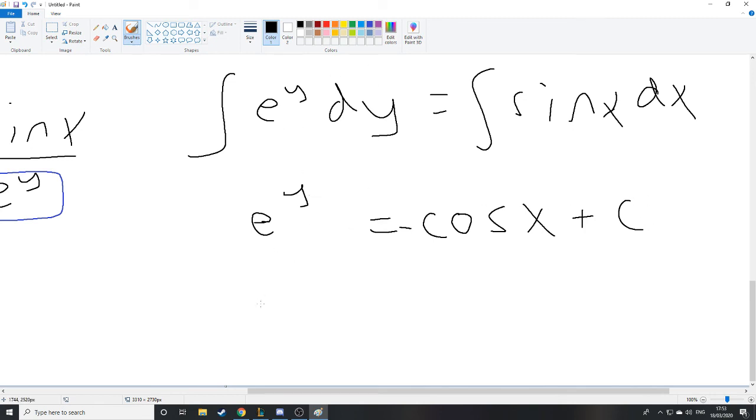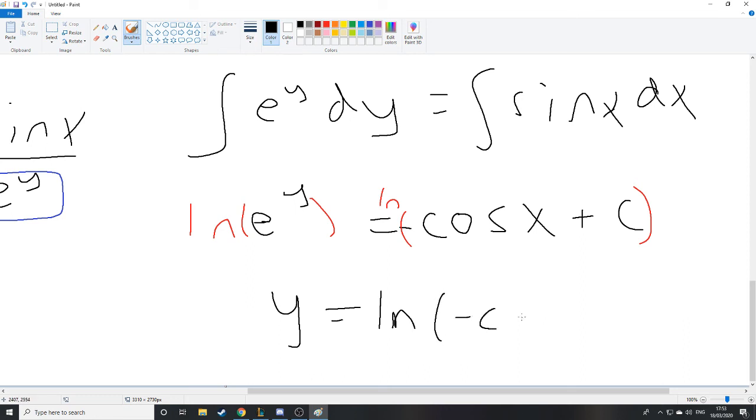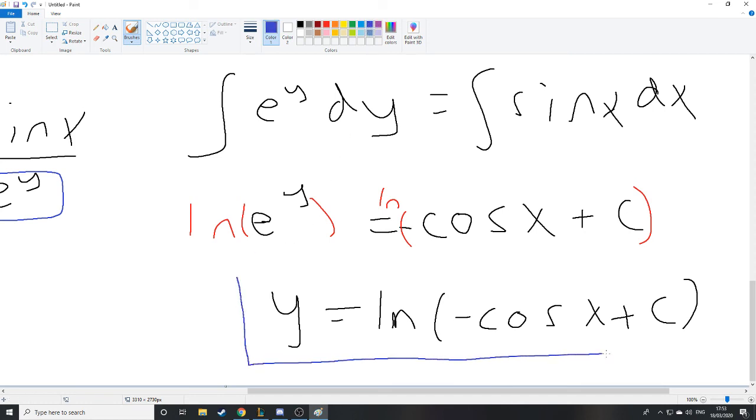Final step, you can make y the subject by taking logs of both sides, which will leave you with y equals natural log of minus cos x plus c. And you might get some initial conditions which will let you figure out what c is. But yeah, that's the solution to that differential equation, and that's how you solve all separable differential equations. Thanks for watching, that's it.